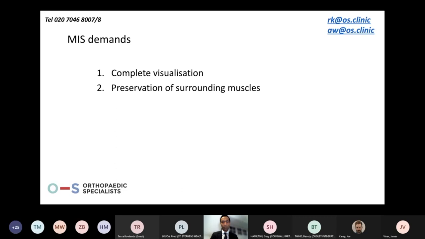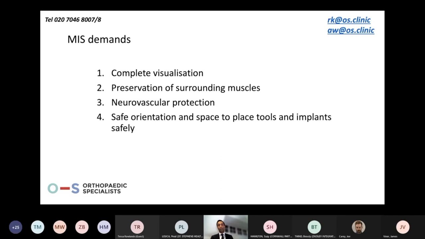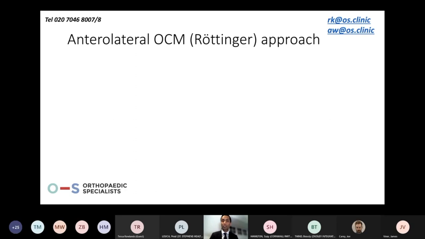So in order to do the approach, we do it through an MIS incision, which is minimally invasive surgery. But the key is to be able to see what you're doing, and that is possible through this approach, but also preserving the surrounding muscles without affecting the neurovascular structures, which are very nearby, and putting the procedure in the right orientation.